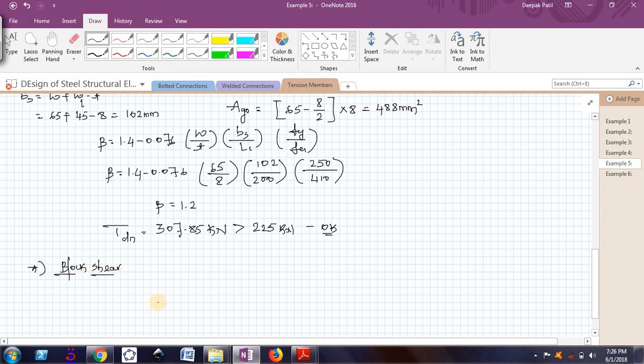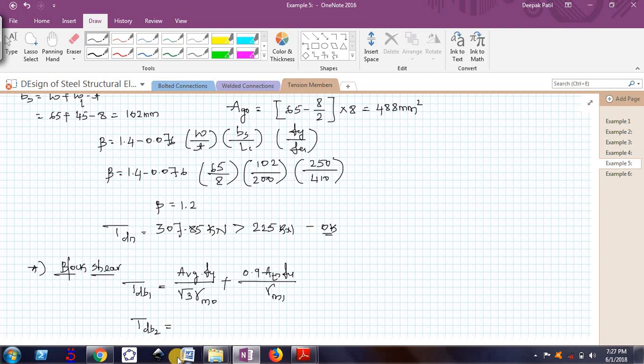Check for block shear. I will write the formula for block shear, that is TDB1 is equal to AVG Fy divided by root 3 gamma m0, plus 0.9 ATN Fu divided by gamma m1. I will also write the formula for TDB2.